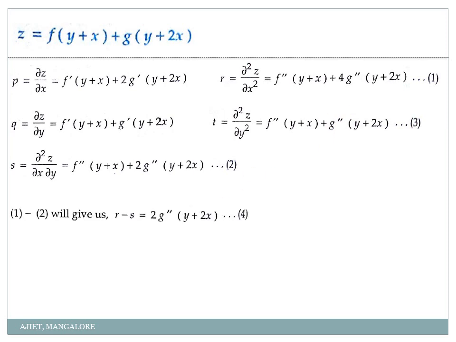So first what I'll do now is, I'll subtract 1 and 2, because 4 minus 2 will give me 2. Am I right? Correct? So r minus s is equal to, see this f'', however it will get cancelled. 4 minus 2 is 2, 2 into g''(y+2x). So what happened here? My f'' got cancelled. Am I right? Yes. Now what can I do?